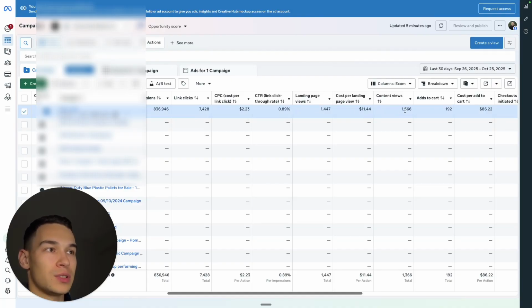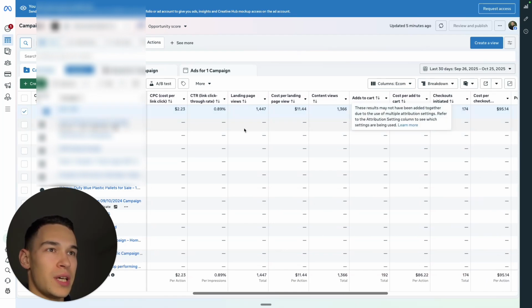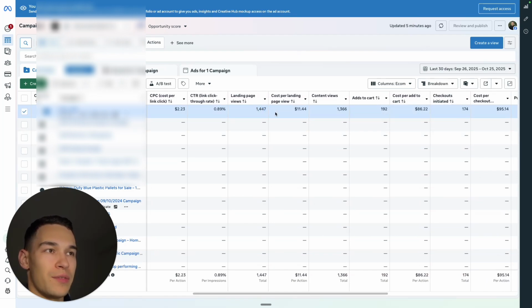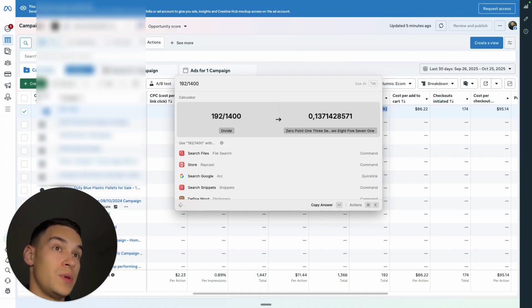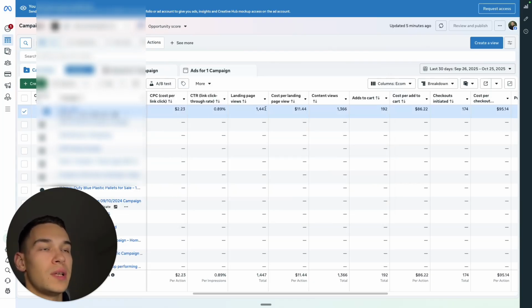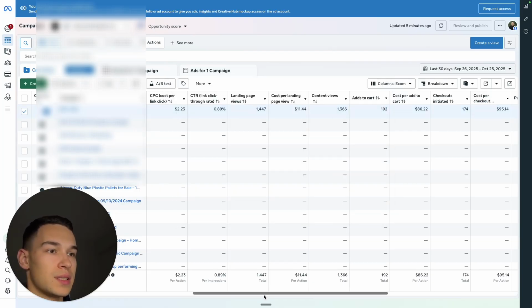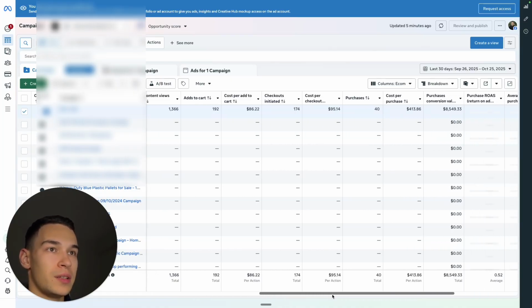All right, then we have also 1,400 content views. Then we have 192 add to carts. If we take just the landing page views and the add to carts, the conversion rate is, let me calculate that, 192 divided by 1,400. That will be 13%, which is really good, I'd say. But this is not all landing page views tracked, so it will be lower for sure.